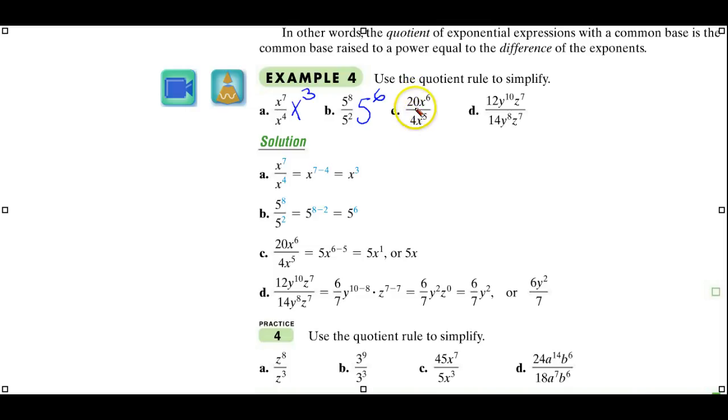So 4 goes into 20. Here we're actually going to do division 5 times. 5 taken away from 6 is x to the 1st, and we don't write the 1. Now for this one, we can take a 2 out of each one, so we get a 6/7 there. Here we're going to get a y. 8 from 10 is 2, and this becomes z to the 0, which is just 1, so we don't write it. And that's what we get. Now, another way to write it is this way as well. These two are equivalent.